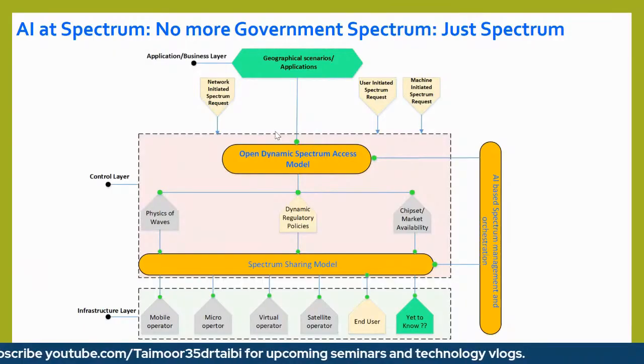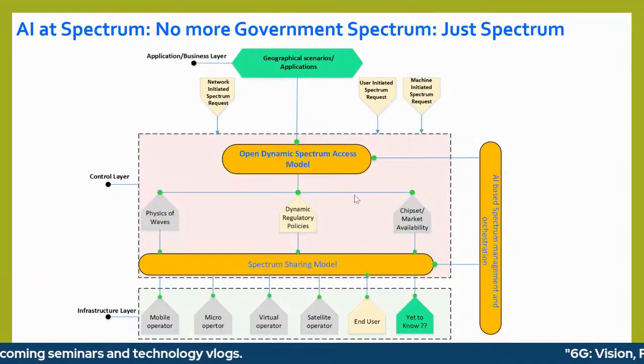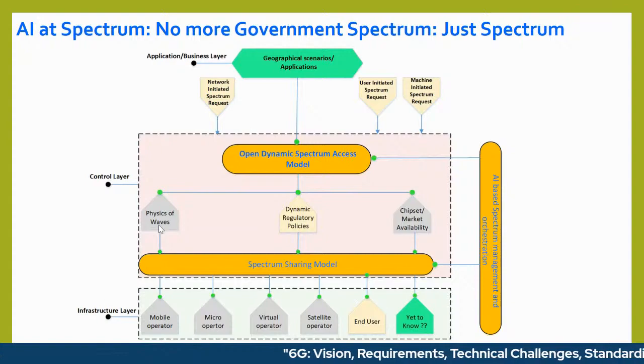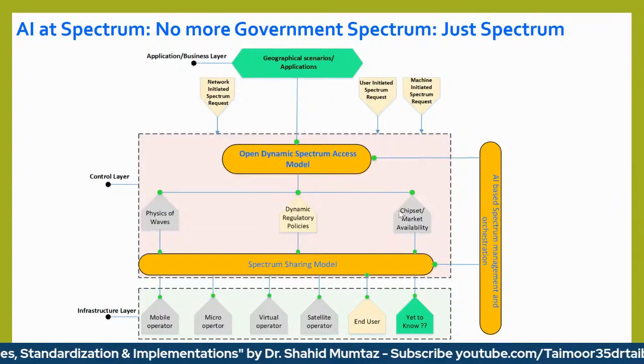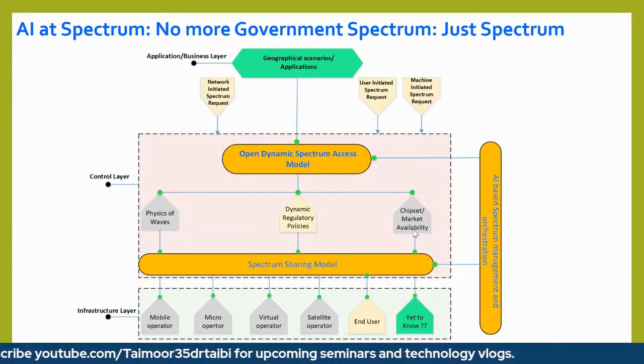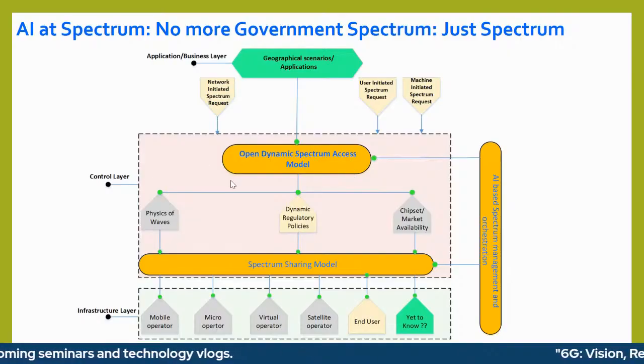Either you want to go for below 6 GHz, above 6, millimeter wave, or terahertz, all depending upon your open access model, and that will depend upon the geographical location. Either you want a narrow band or a higher band, depending upon the physics of the waves. And of course, you want dynamically regulated policies according to power control, one of them. We also have to check if it is initiated by a machine, whether the chipset is available. For example, if a machine wants a 70 millimeter band, maybe the chipset is not available. So we have to take care of these three boxes when assigning.